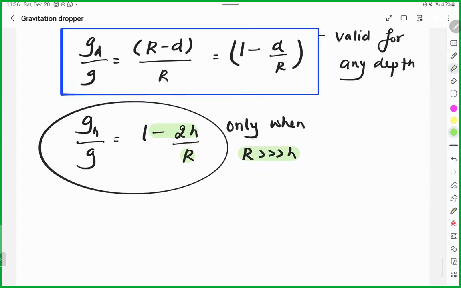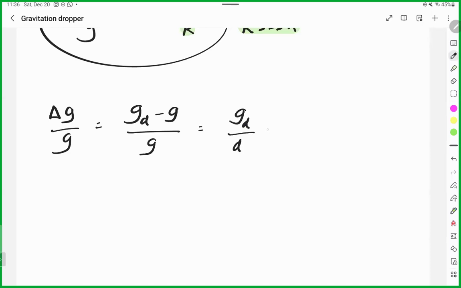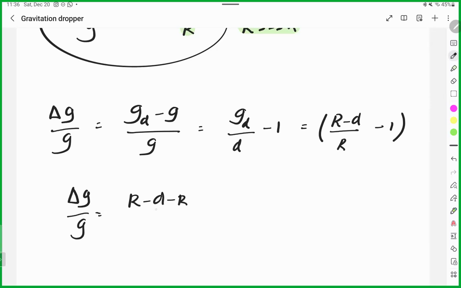If you calculate the change in both situations, what is delta g by g? It will be g at the depth minus g, divided by g. Correct? Yes or no? It is equal to g_d by g minus 1. g_d by g is this, correct? Minus 1. What will be the value? (R minus d minus R) divided by R. This cancels. It will be minus d by R. Yes or no, guys? Yes, sir.